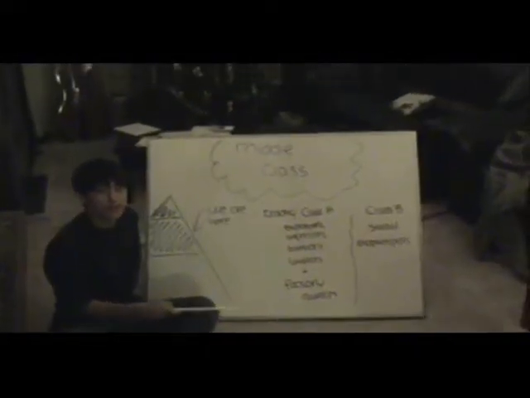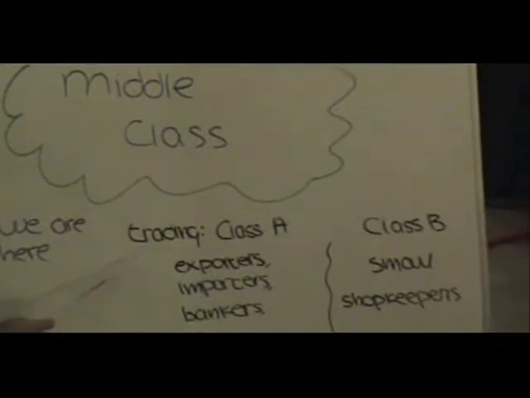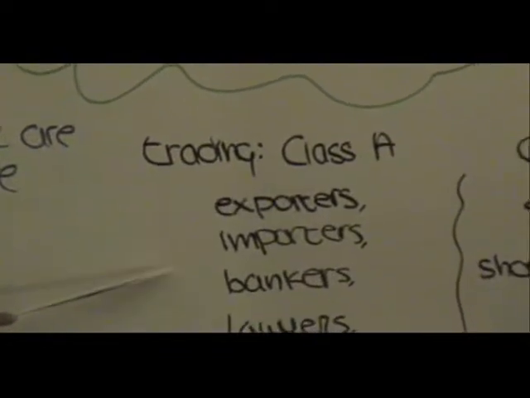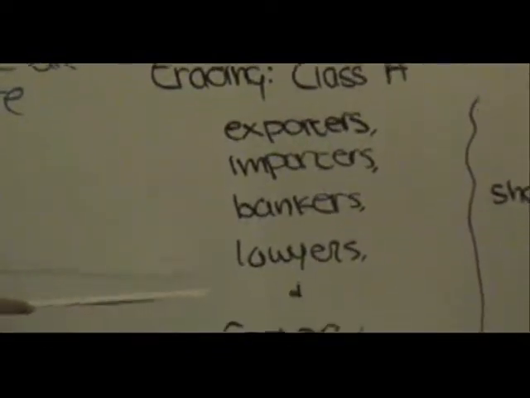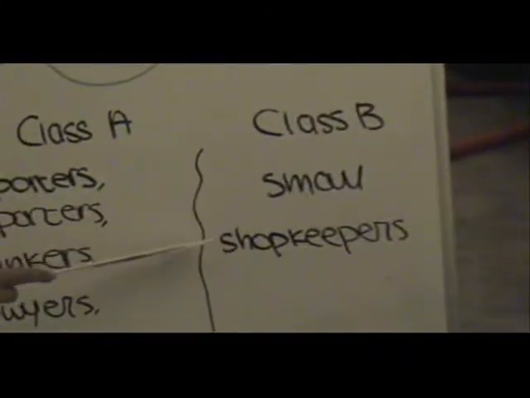The middle class of the Victorian era was made up of two trading classes: trading class A and trading class B. Trading class A was made up of exporters, importers, bankers, lawyers, and factory owners. Trading class B was made up of small shopkeepers.